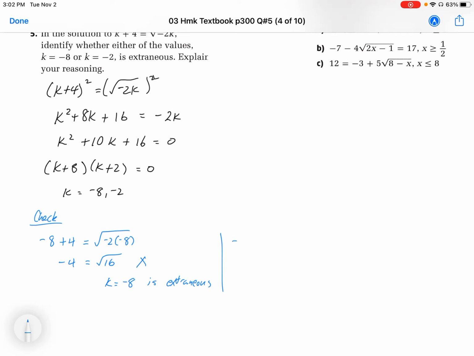So we substitute k equals negative 2 in. We end up with negative 2 times negative 2. So here we end up with positive 2 is equal to the square root of 4, and 2 equals 2. That's fine. So k equals negative 2 is a valid solution.